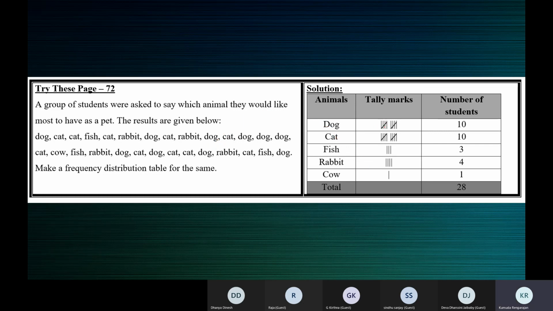And then a bundle of 5. This is a bundle of 5. So 5 plus 5, 10. Again here 5 plus 5, 10, 3, 4 and 1.